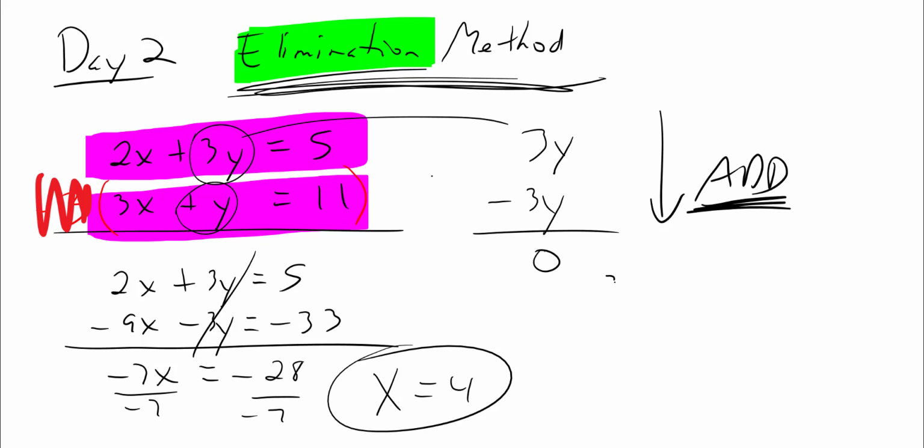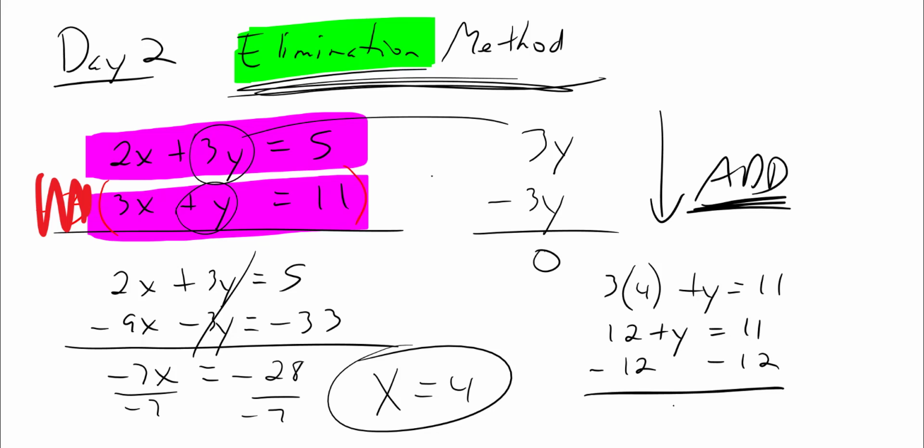So if I do 3 times 4 plus y equals 11, I'm going to solve for y. 12 plus y equals 11. Subtract 12 from both sides, so y equals negative 1. So there you go, that's your answer. Your answer to this problem is 4 comma negative 1.